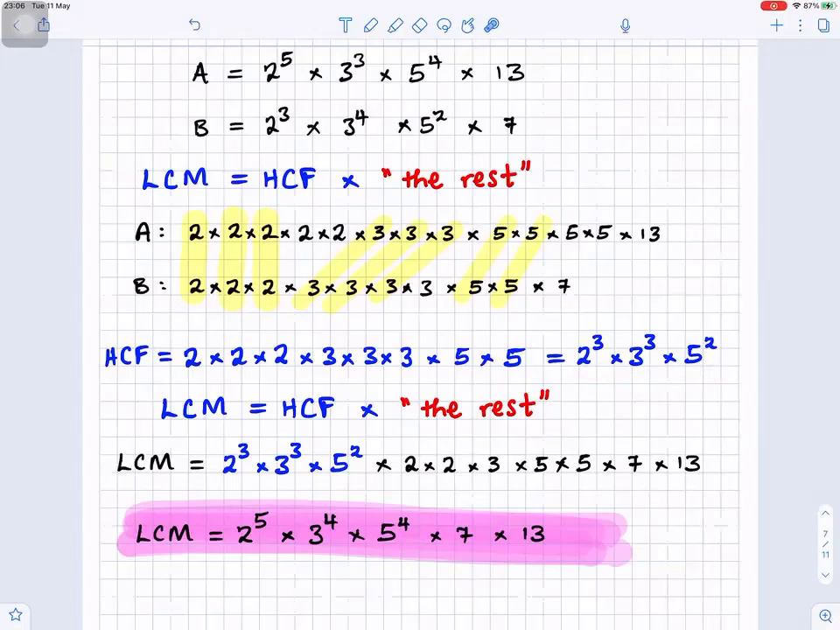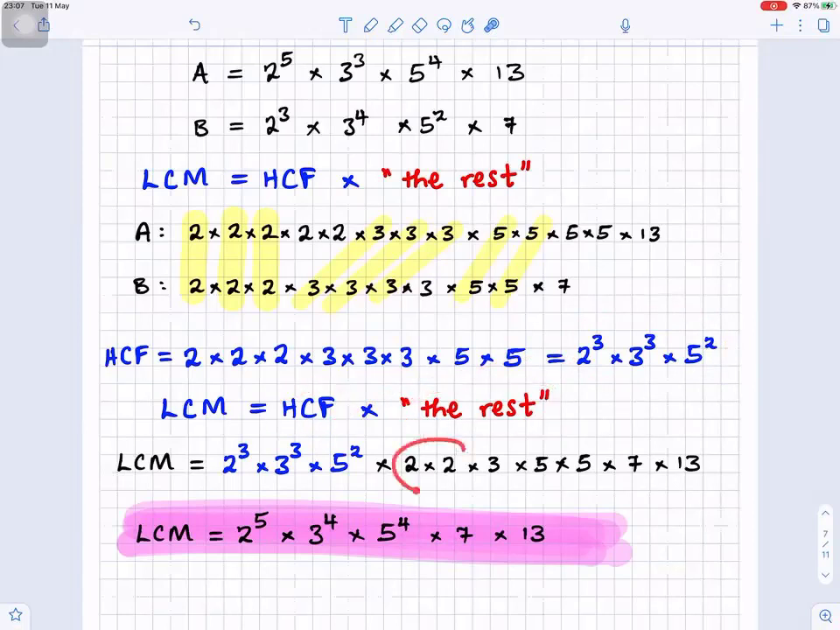So what we have taken is this pair, this pair, this pair, this pair, this pair, this pair, this pair, this pair. What are we left with? We're left with 2, 2, 3, 5, 5, 7, 13. So LCM is that answer there, which is the same as the HCF times the rest.